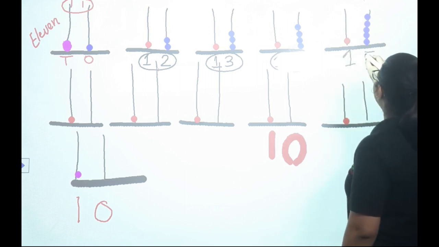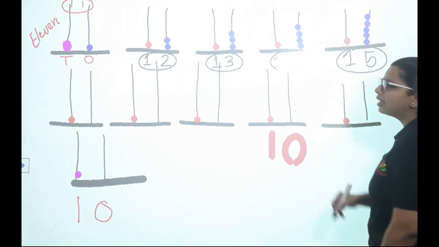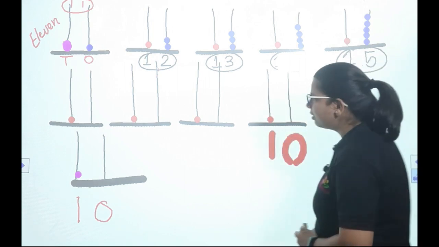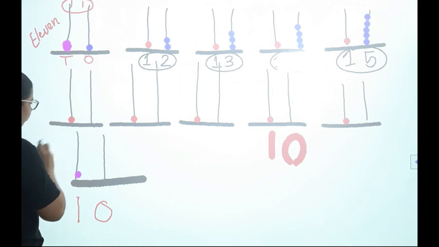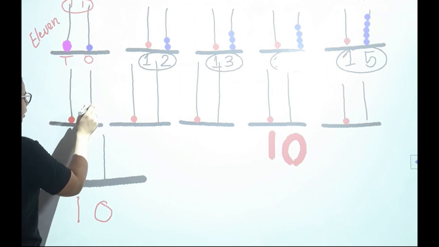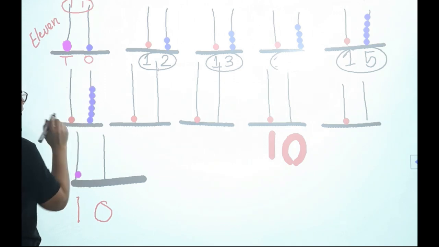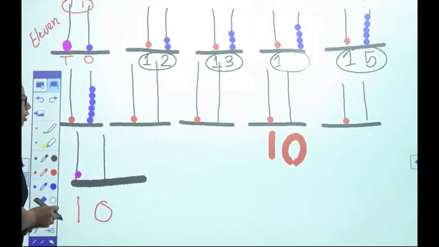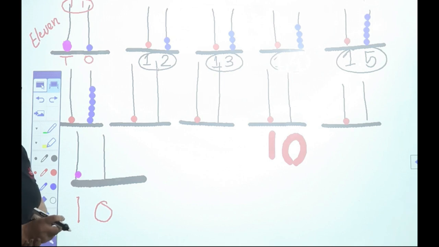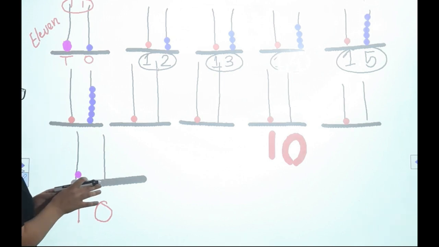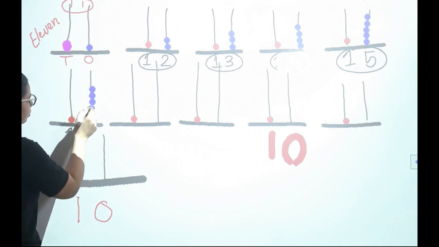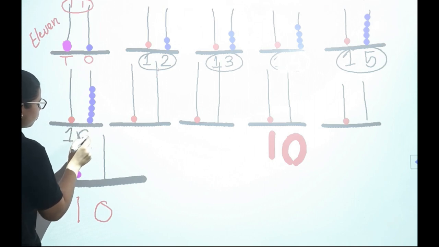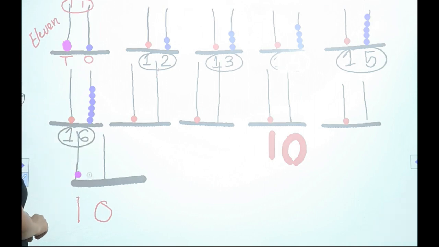1, 5, 15. Very good. Okay, now 1, 2, 3, 4, 5, 6. Now tell me what number is this? Mom is giving you just 5 counts. 1, 2, 3, 4, 5. This is 1 tens. 1, 2, 3, 4, 5, 6 ones. That means it is 16.